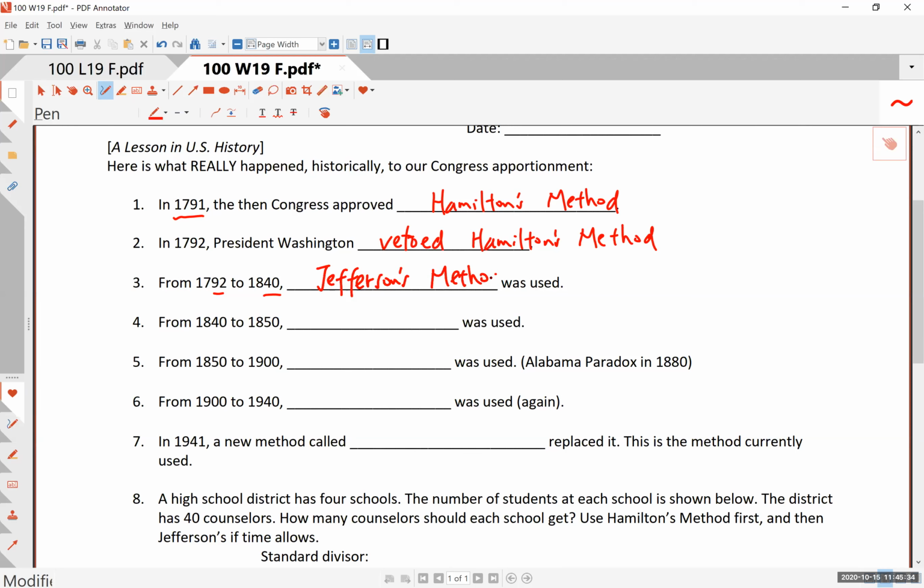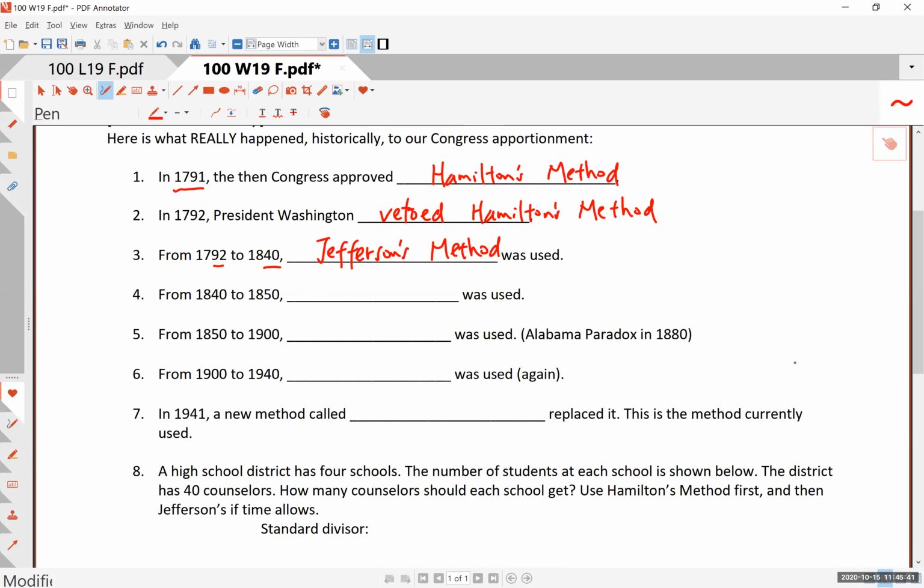It's interesting, these things just really happen based on personality, but hey, that's real history. After all these people, Hamilton and Jefferson and Washington, were long gone, from 1840 to 1850, guess what? The topic came back, and they didn't actually go back to Hamilton's, but they went to a third method by Webster. This is the Webster that's famous for his dictionary. Webster's method was used. We didn't study this.